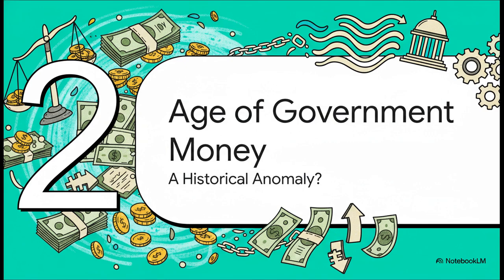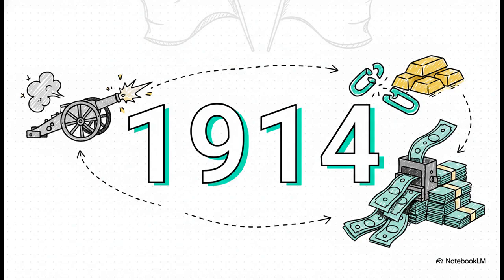But then, in the 20th century, something completely new happened. We entered the age of government money, what we call fiat money. The book frames this not as some natural next step, but as a radical break from thousands of years of history, a major historical anomaly. And if you had to pinpoint where it all started, the book points to 1914.